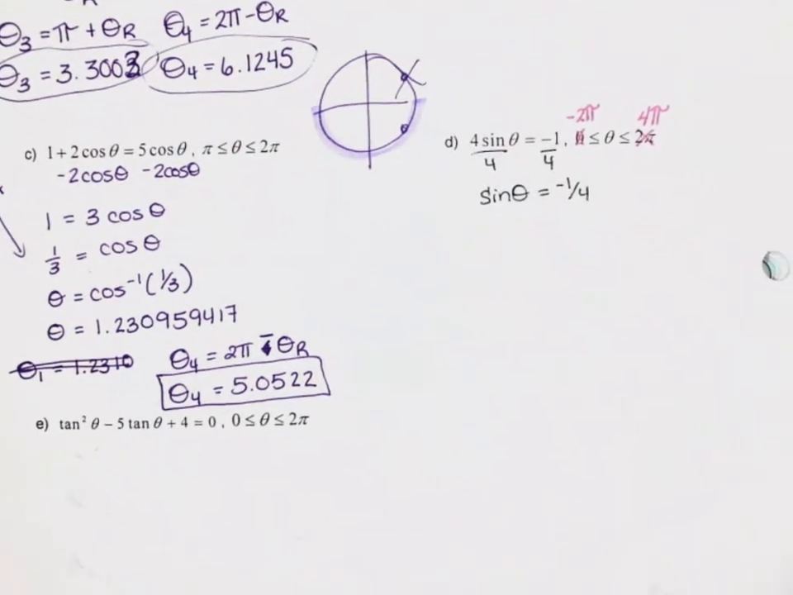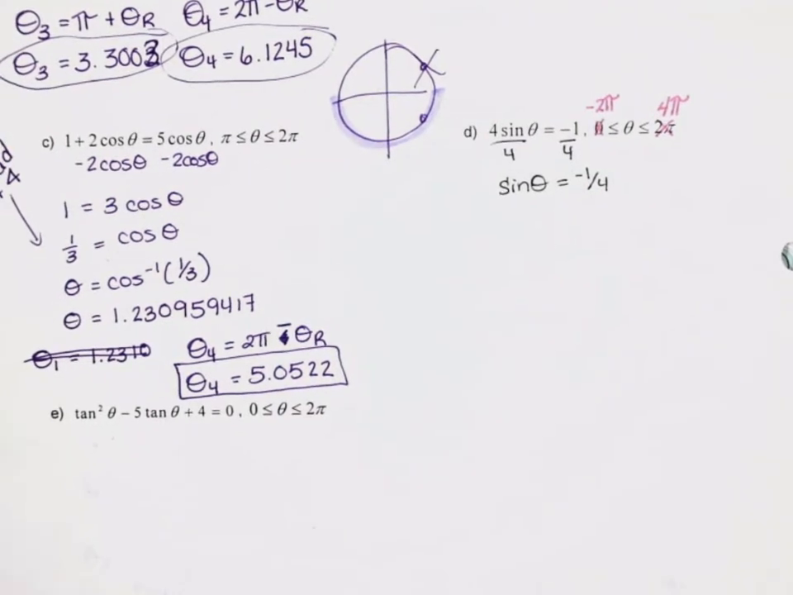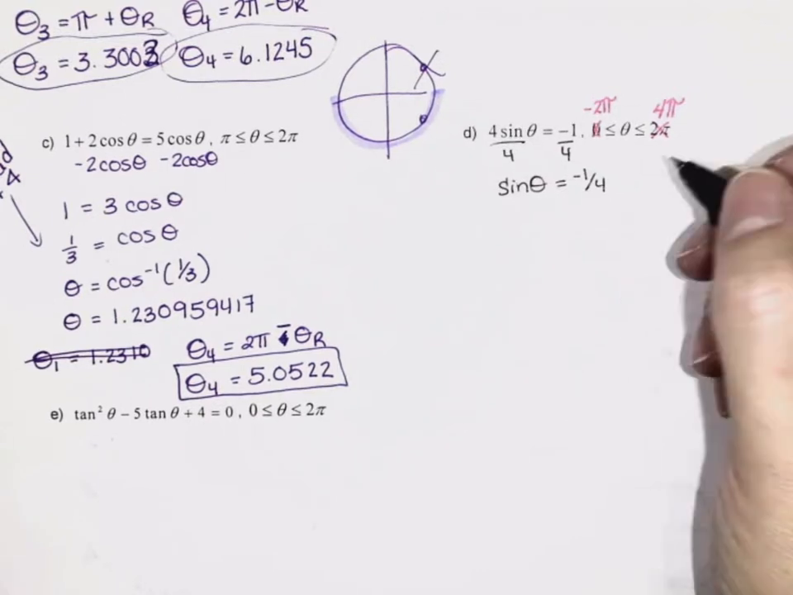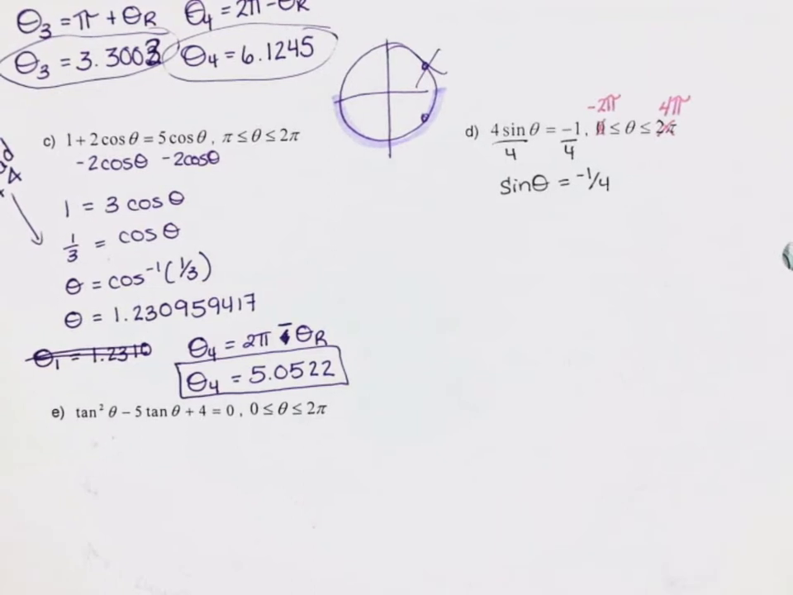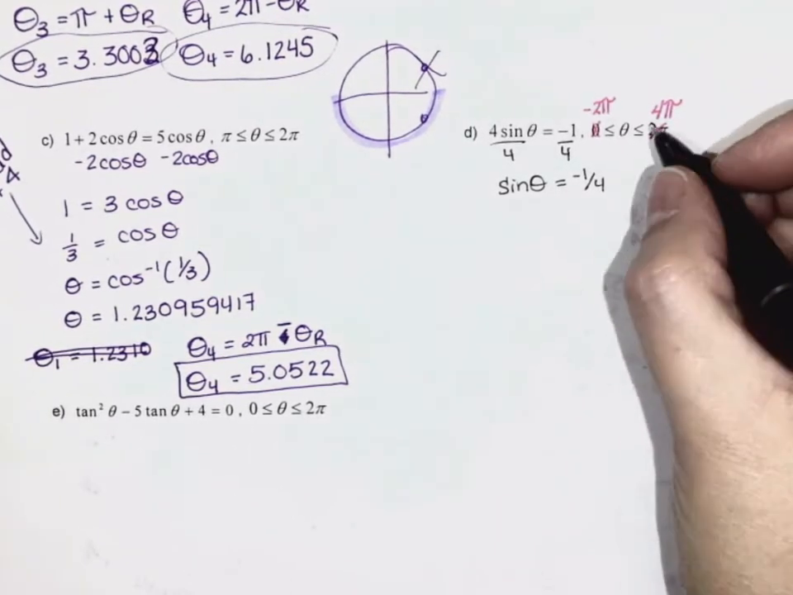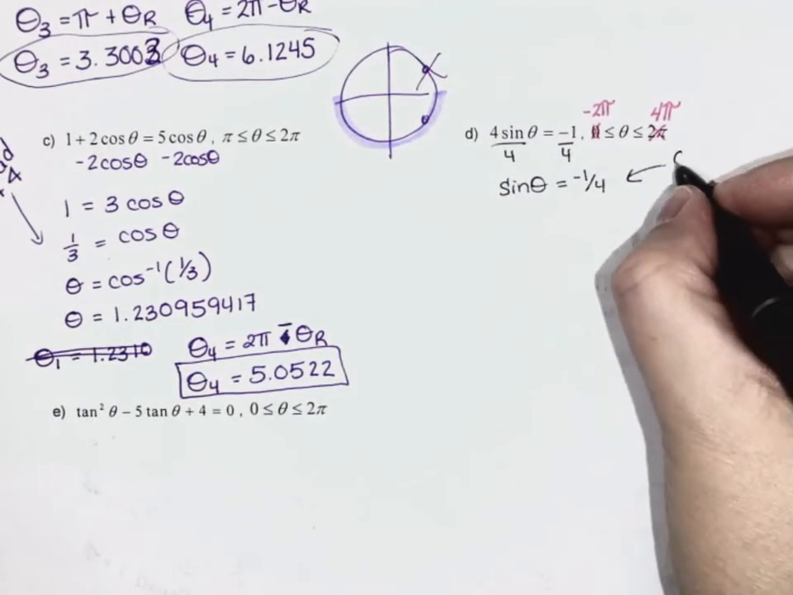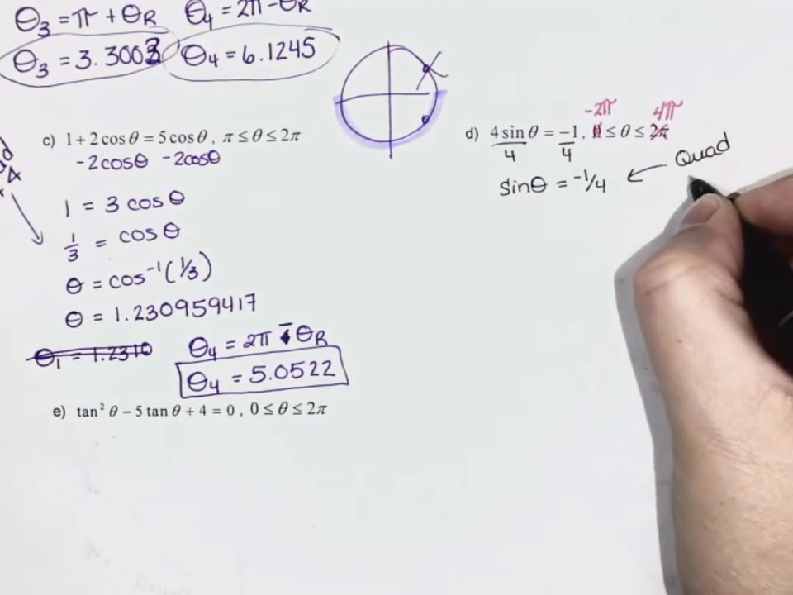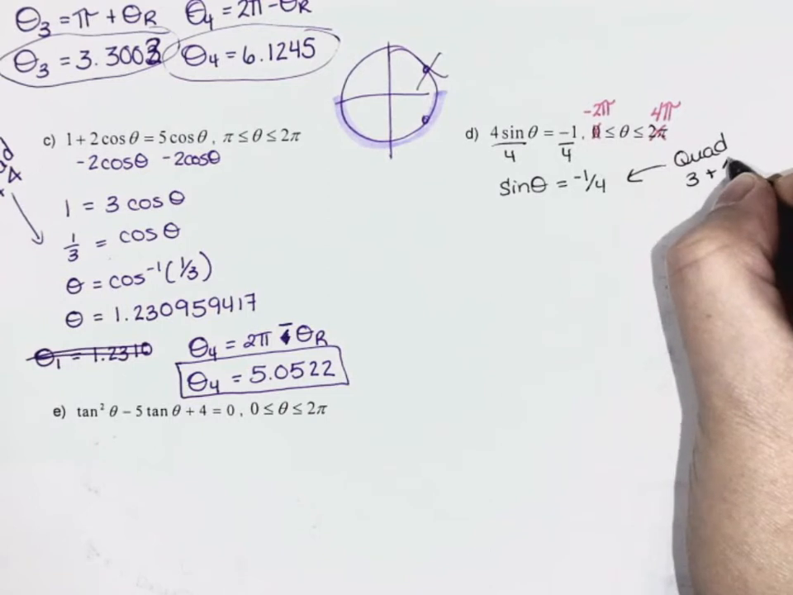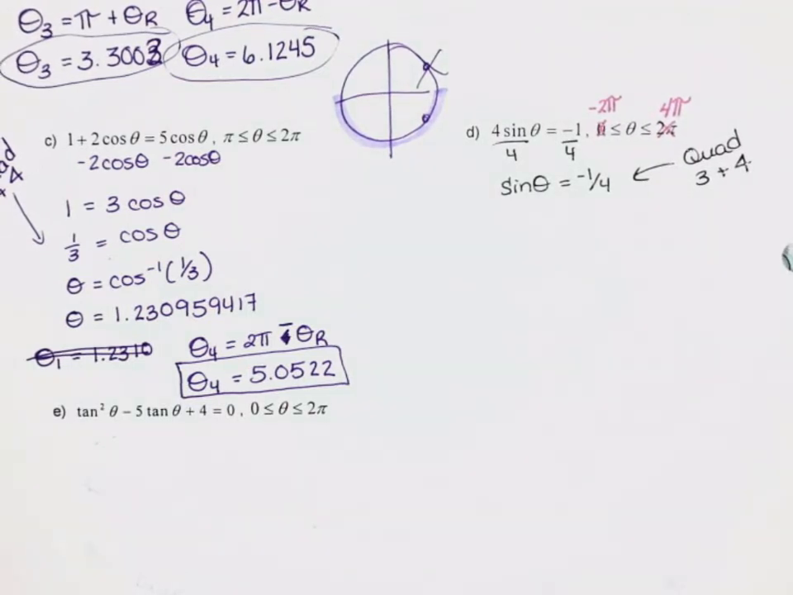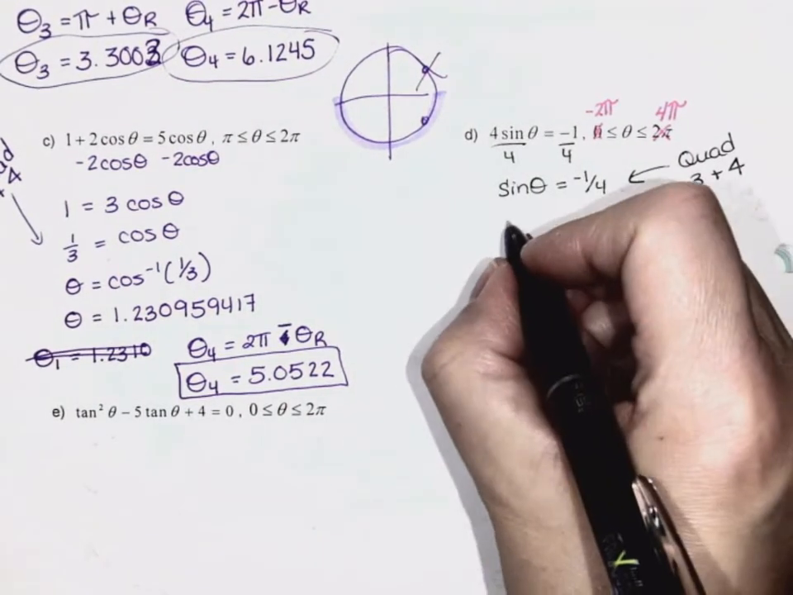Could you say the restriction again? Sorry, I put it in pink: positive 4 pi, negative 2 pi. I changed the brightness on this and it's washing out a few colors. Okay, so sine is negative in quadrants 3 and 4. So we are going to find our reference angle.